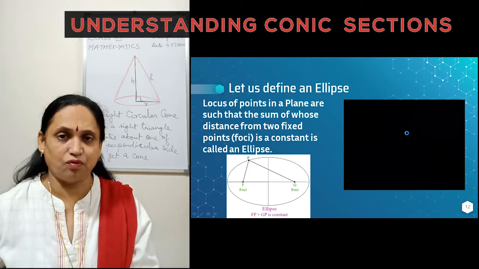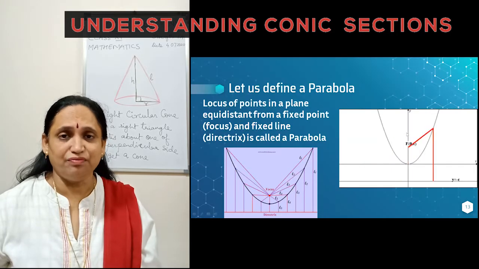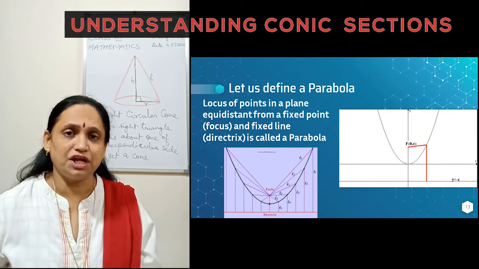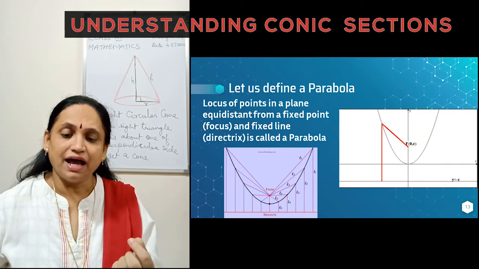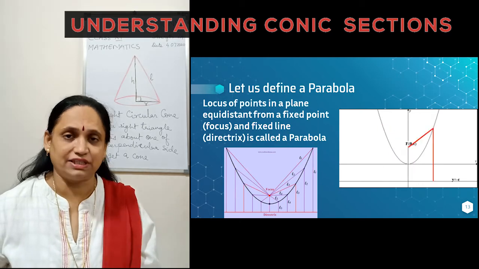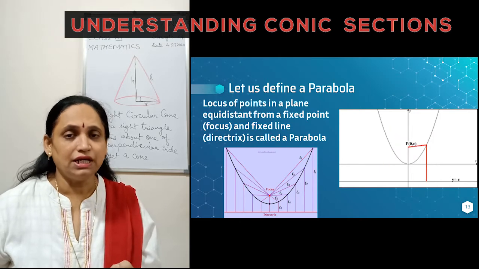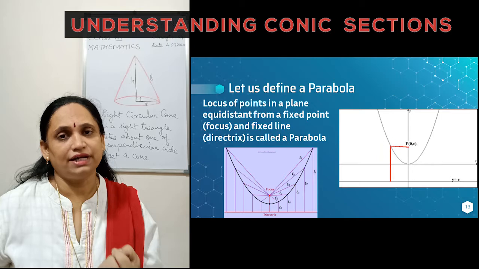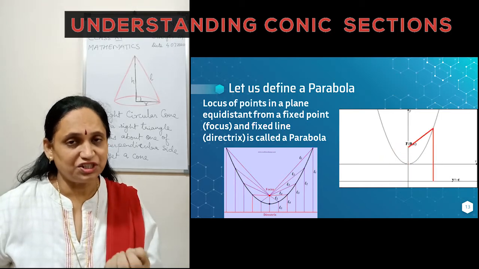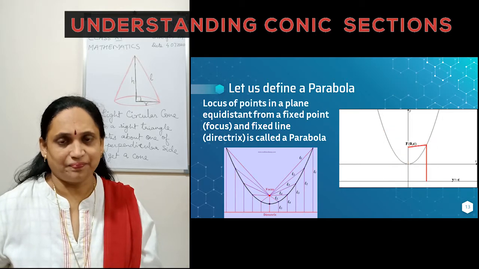The next figure now. It's a parabola. You can see an animated image in which the points on this shape, the parabola, are at equal distance from a fixed point and a fixed line. This fixed point is called the focus and the fixed line is called the directrix. And the shape we get is an open curve which is called a parabola.